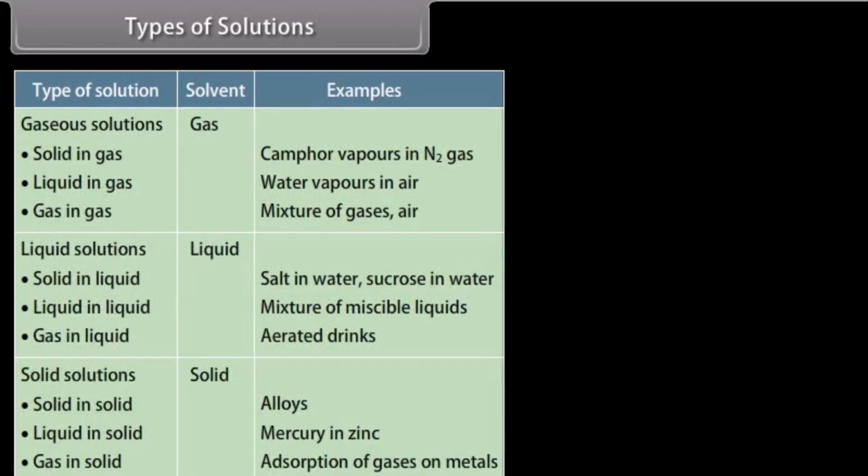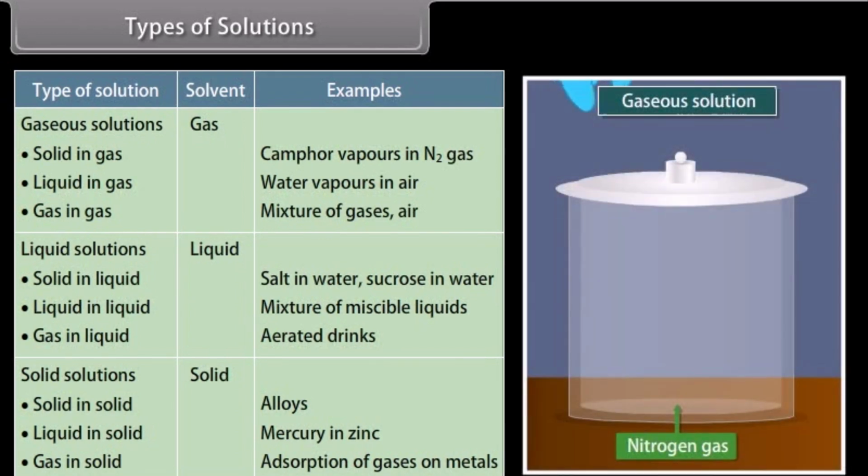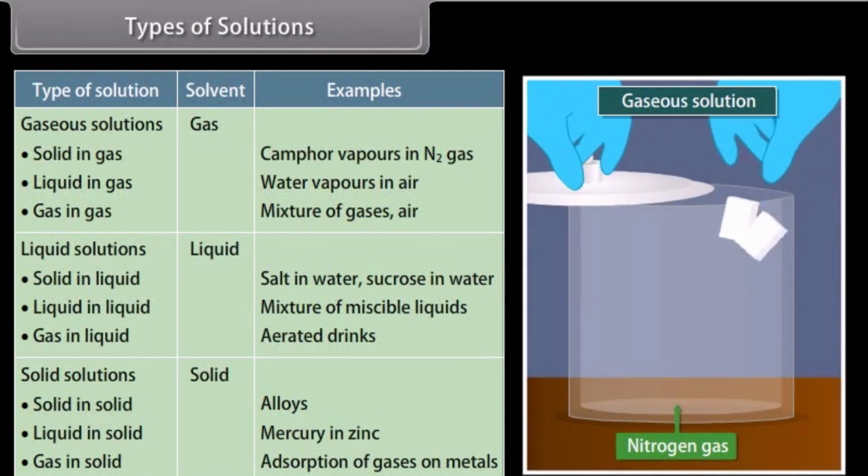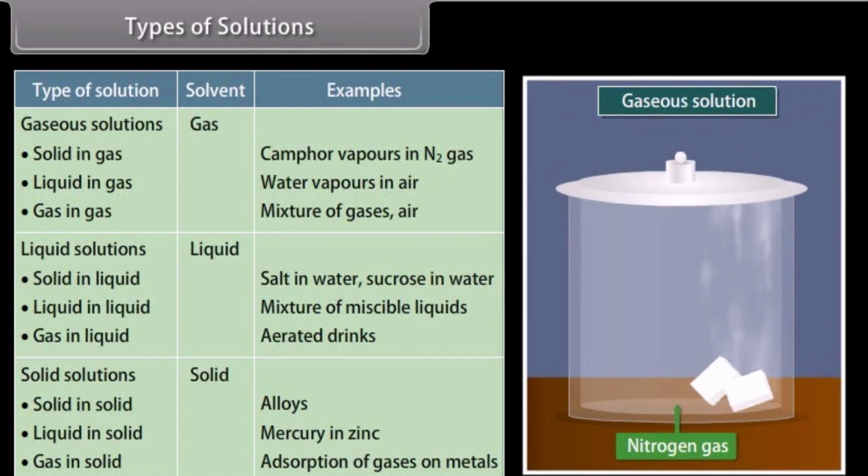Types of solutions. In a binary solution, components can be either solid, liquid, or gas. There are three types of solutions: gaseous solutions, liquid solutions, and solid solutions. In gaseous solutions, gas is the solvent. They are categorized as follows: solid in gas, for example, camphor vapor in nitrogen gas.